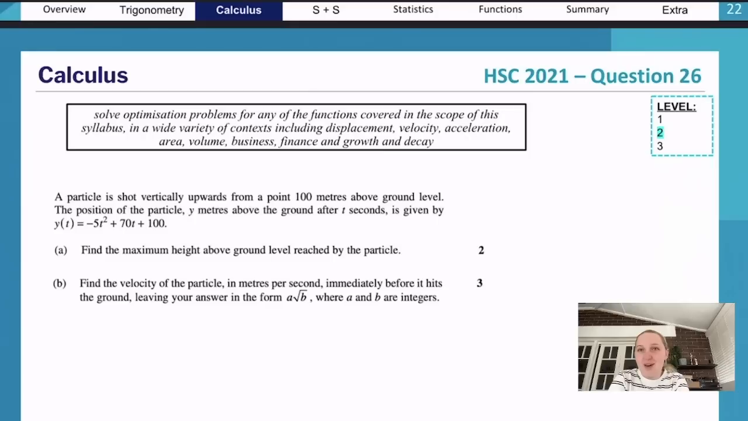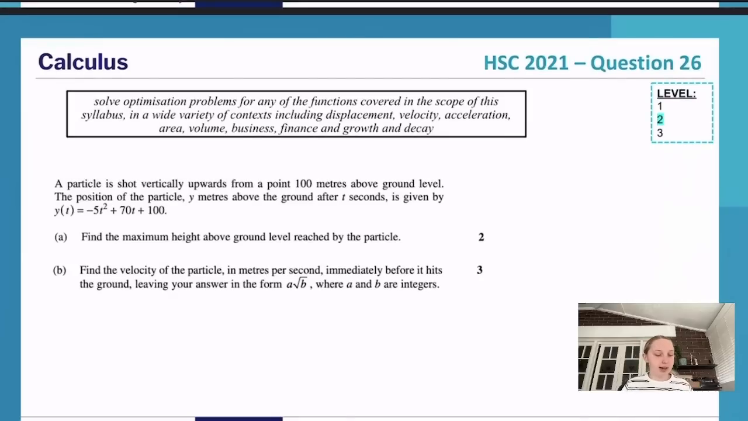So a super common way that this does come up is in terms of particles. So you think about a particle is shot vertically upwards from a point 100 meters above ground level. The position of the particle y meters above the ground after t seconds is given by y(t) equals minus 5t squared plus 70t plus 100. Now I think optimization is one of those things that you never really know what to expect. And I wouldn't say that's particularly true. I think there are patterns to your optimization questions. So it's just super important to do a lot of practice with these sorts of questions so you know the sort of thing that might come up.